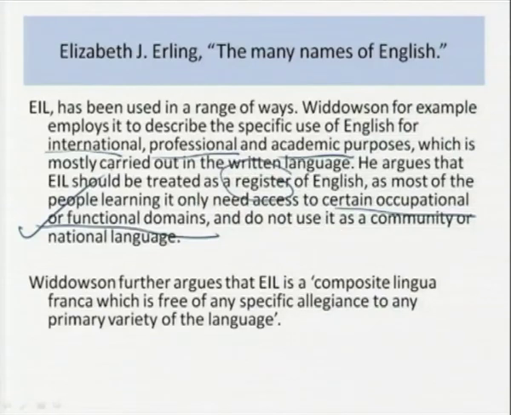Then Erling points out that Widdowson further argues that English as an international language is a composite lingua franca, which is, this is important, free of any specific allegiance to any primary variety of the language. So, it need not be the Anglo-American variety. It may be quite a discrete collection of norms, which have been devised for people in various occupations to be able to present themselves in the language in an international setup.